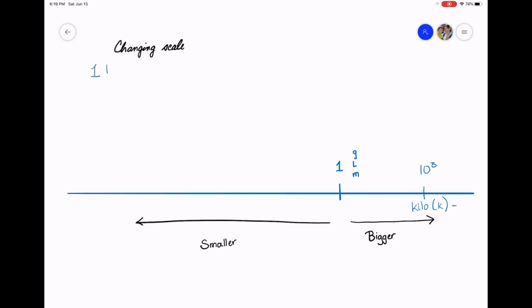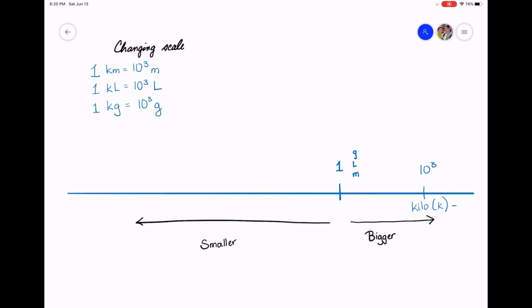So if I have 1 kilometer, that actually means 1,000 meters or 10 to the 3 meters. But I can have a kiloliter, which just means 10 to the 3 liters. Likewise, I can have a kilogram, which simply means 1,000 grams. Notice these are being expressed in powers of 10.